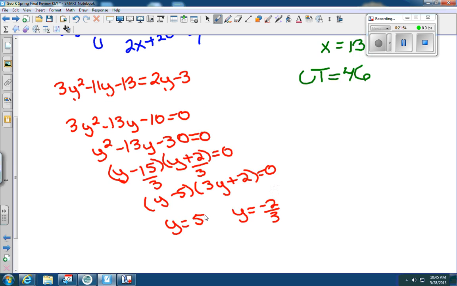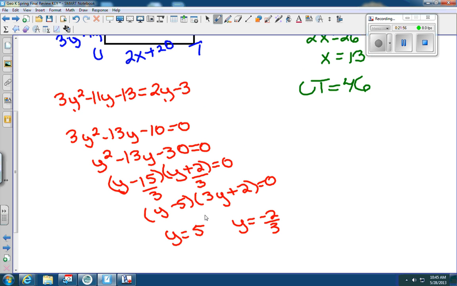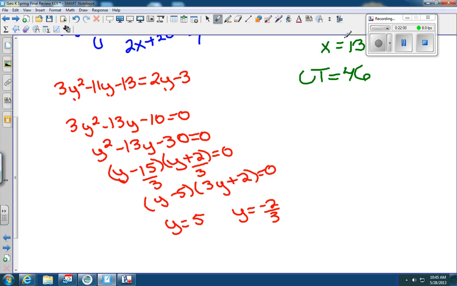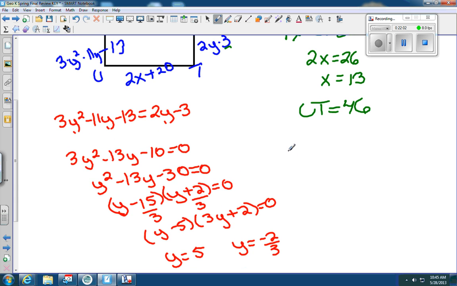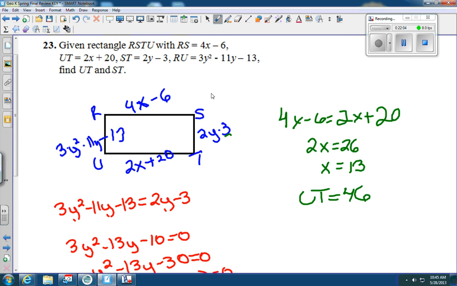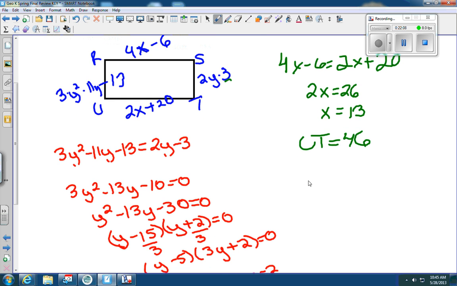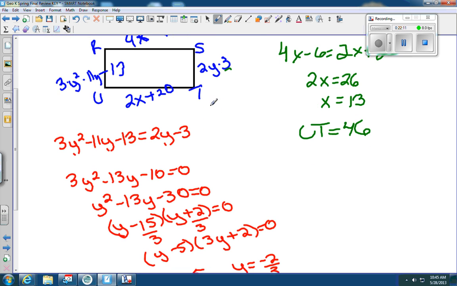So my answer I'm going to use here then is going to be y equals 5, because when I plug in the negative 2/3, that's going to give me a negative answer. So when I go back and plug in 5, 2 times 5 is 10, minus 3 gives me 7, so ST is 7.